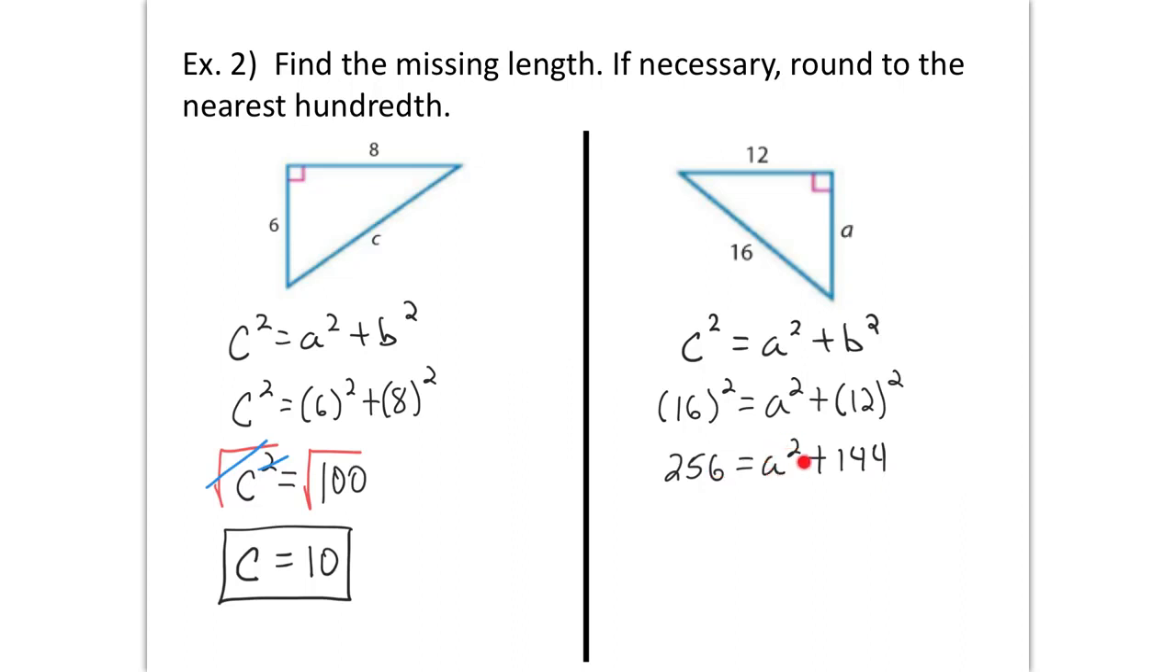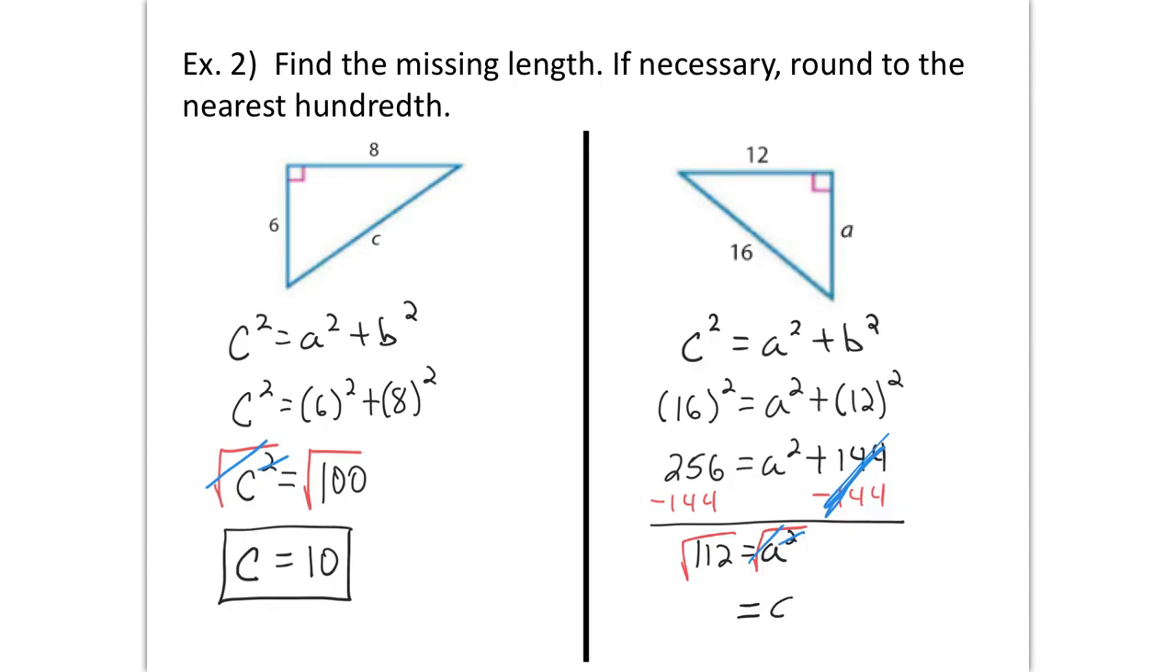We need to solve for a, so let's go ahead and subtract 144 from both sides. And when we subtract 256 minus 144, we get 112 equals a squared. And you can cancel the 144 on the right side of the equation. So now we need to cancel the square. To cancel the square on the a, you are going to take the square root of both sides right here. So you are going to cancel the squared and the square root.